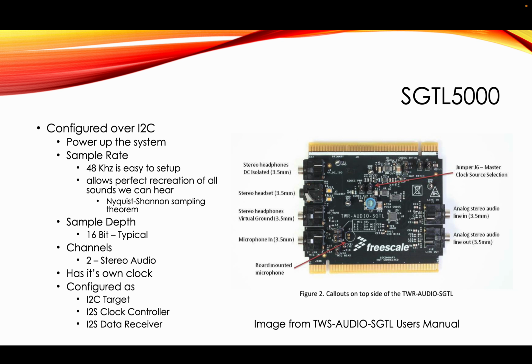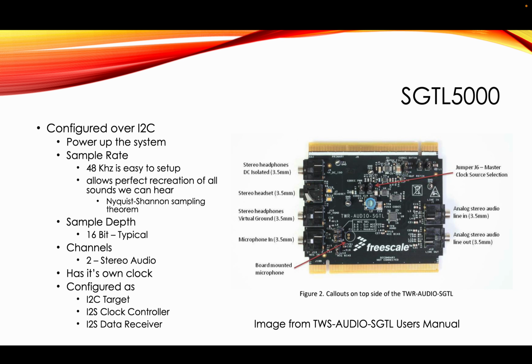48 kilohertz is chosen because it is above the frequency required by the Nyquist sampling theorem to perfectly recreate any audio a human can hear, and it's easy to set up with the clock we have. And then we have a sample depth of 16 bits in stereo audio. This is all roughly the same as a CD-ROM, except that would be 44.1 kilohertz. But in order to do that, I needed some phase lock loop configuration that I just didn't want to deal with. 48 is easier. We're using the clock off of the audio board that is provided.